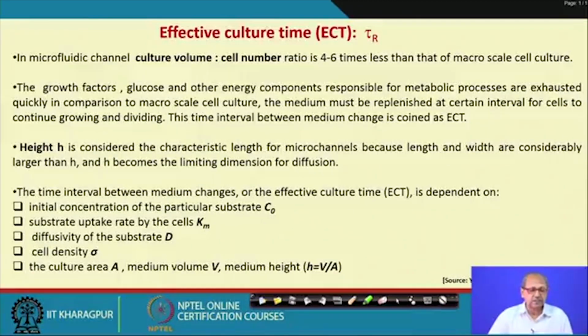So, for that you have to consider the initial concentration of the particular substrate, say C0, the substrate uptake rate by the cells, say Km, the diffusivity of the substrate D, the cell density sigma, the culture area A, and the medium volume V. So, the medium height H will be equal to V by A.